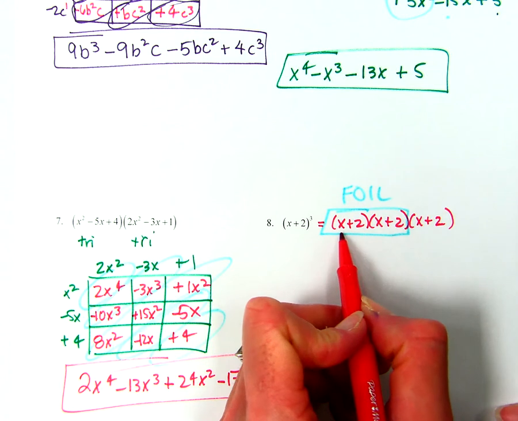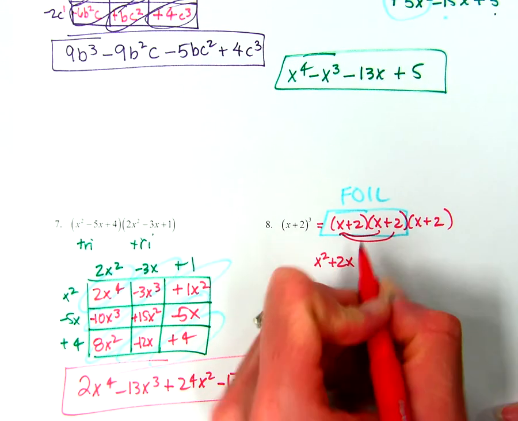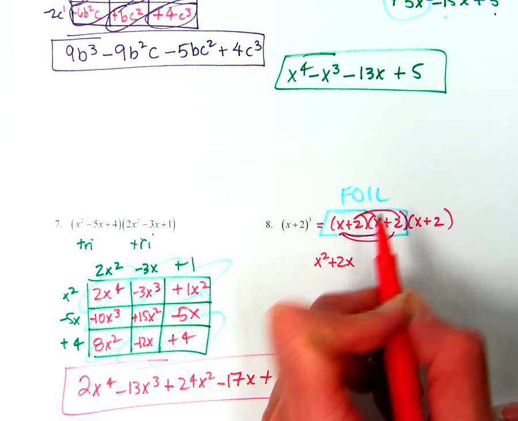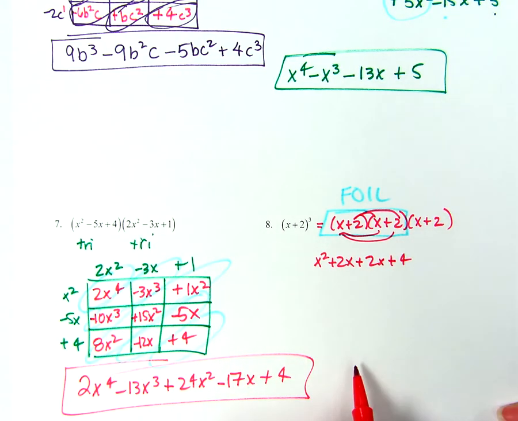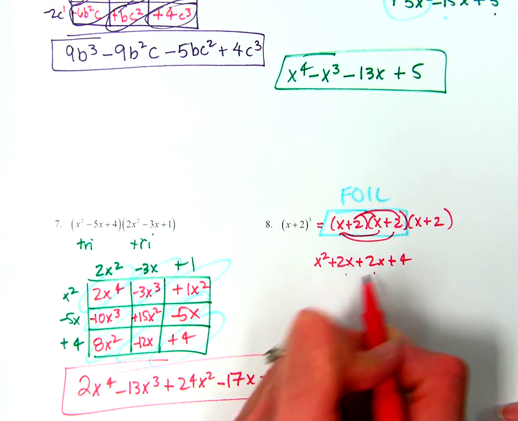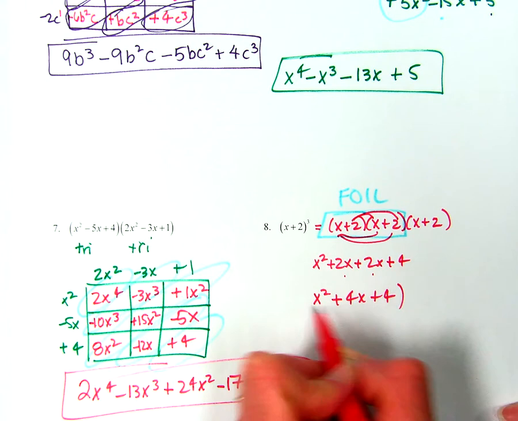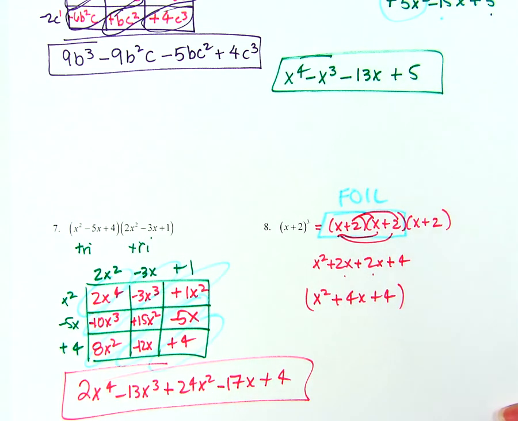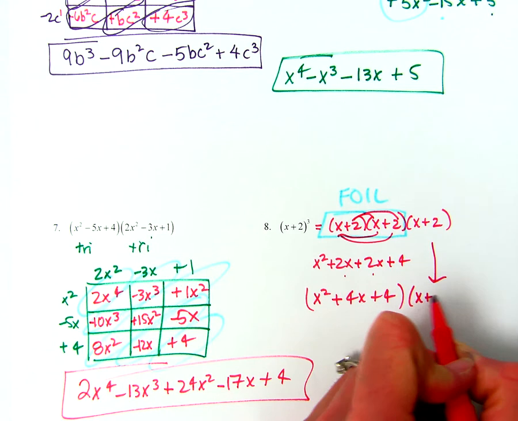So I'm going to do x times x and x times 2. That's x squared plus 2x. Then I'm going to do 2 times everything. So 2x and 2 times 2 is 4. When I add those together, these are my like terms. So I have x squared plus 4x plus 4. So that's what you would get if you just did x plus 2 times itself twice, but now I have to still multiply it by another x plus 2.